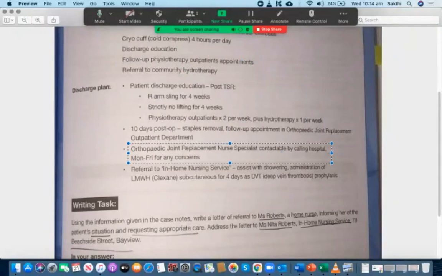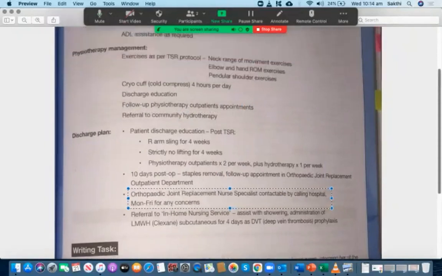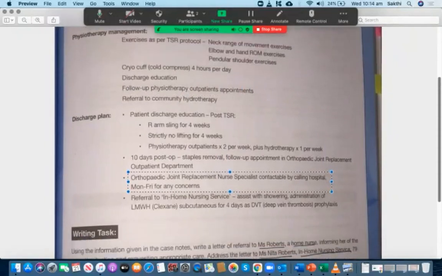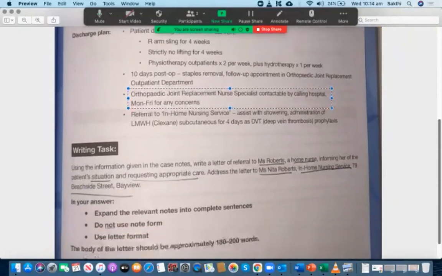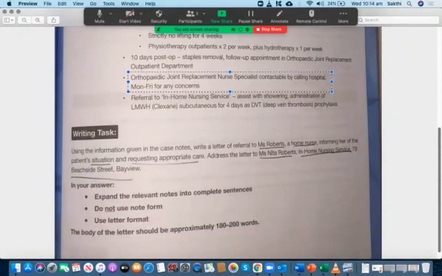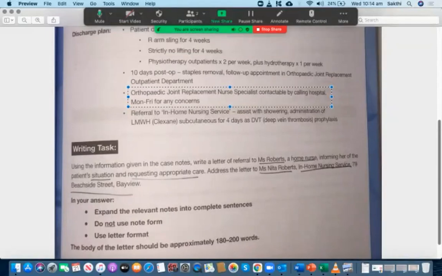One more thing: while writing the days, the first letter needs to be a capital. Which one? Sorry. While writing the days, Monday, Tuesday, Wednesday, yes. All the days need to start with a capital letter, independent of where they are going to be used. Okay. Yes.